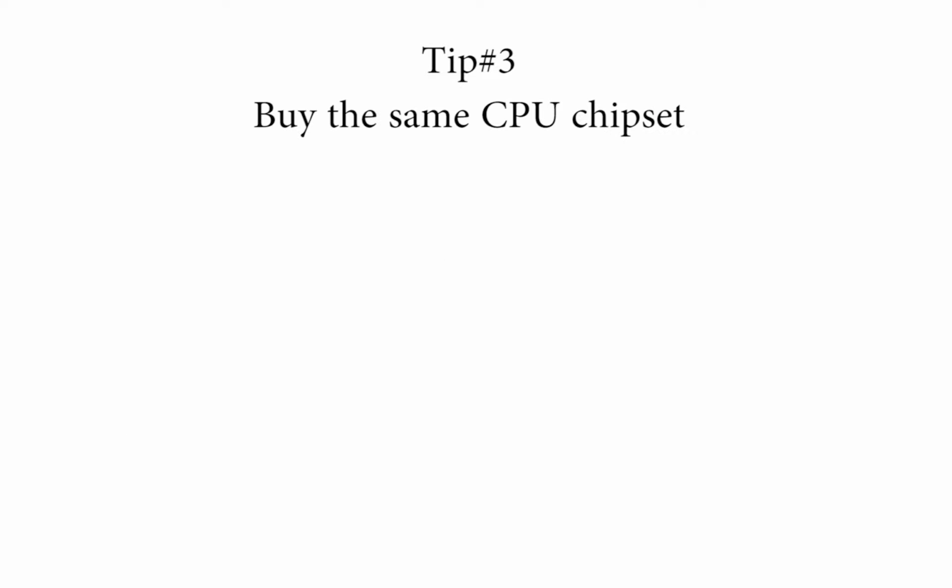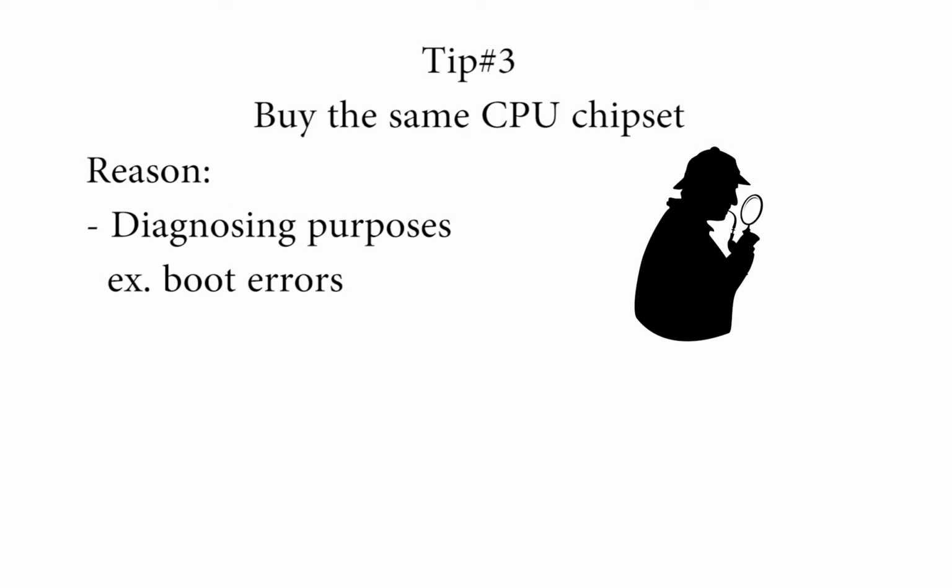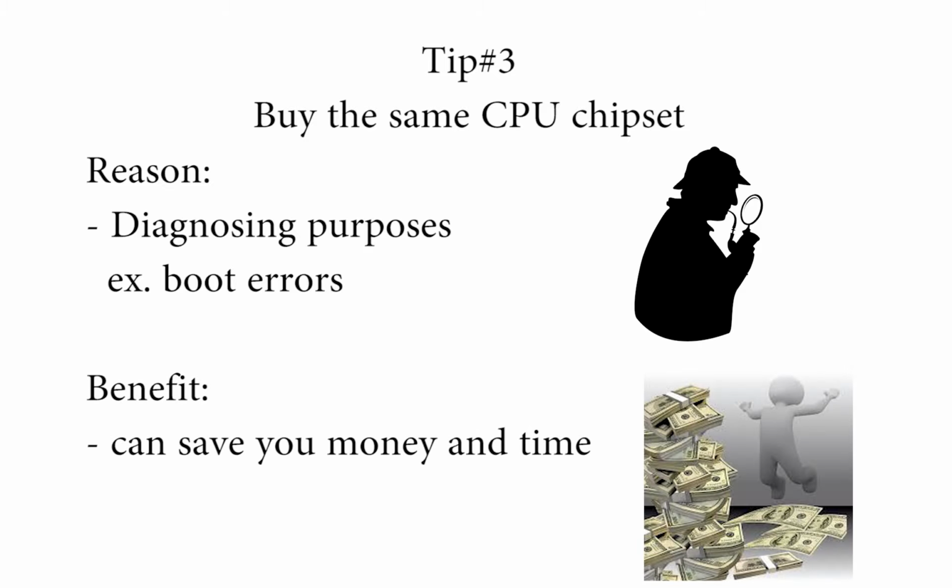And lastly, if you know someone that's close to you that has a PC, you may want to buy the same CPU chipset that they have. It's really up to you if you want to do that, but the main reason for it is because if your PC encounters boot errors, you can ask your friend to use their CPU on your setup so you can diagnose if your CPU needs to be fixed or replaced. This method can save you tons of money because of things like a fee for diagnosing your PC from somebody else.